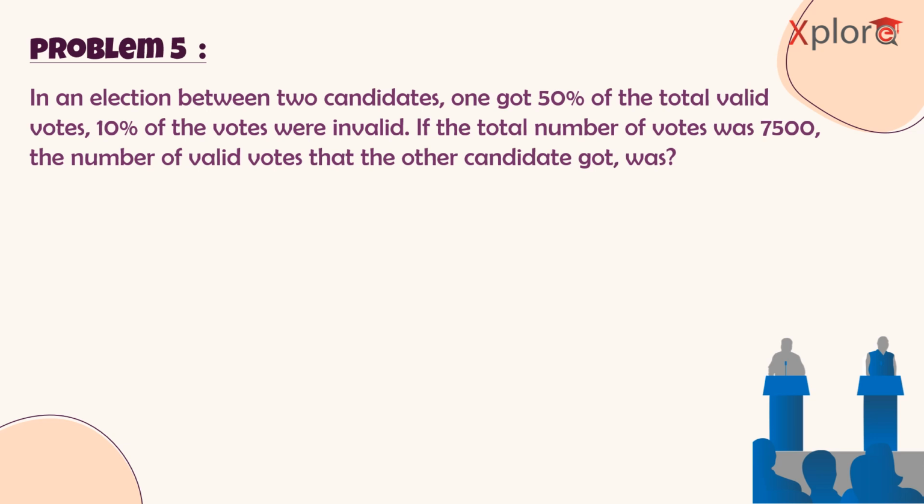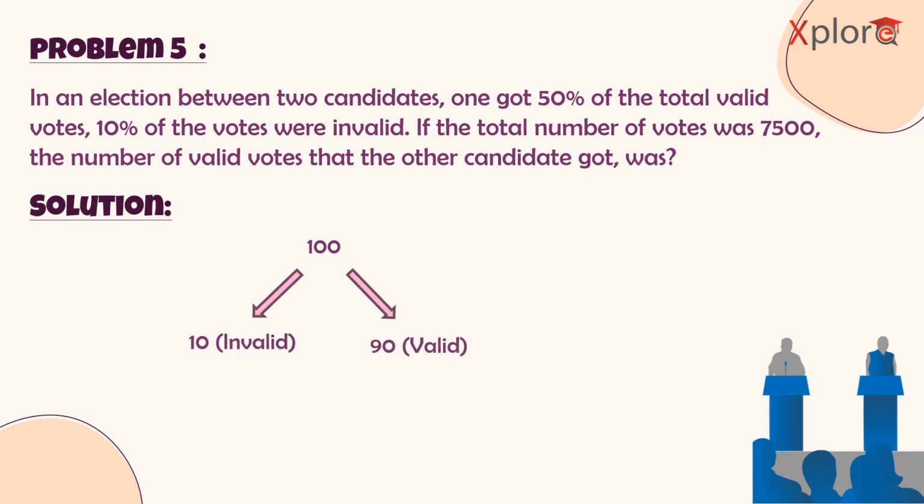Let me give you the solution as well. Now, let's consider that the total number of votes in the voter list initially is 100. So, 100 is the total voter list. Now, in that 100, 10 are the invalid votes. So, obviously 90 will be the valid votes. Next, out of these 90 votes, he told that 50% of the votes are secured by one candidate. So 50% of 90, which is nothing but 45. So 45 is the number of votes that one candidate got. So the remaining will obviously be 45 again.